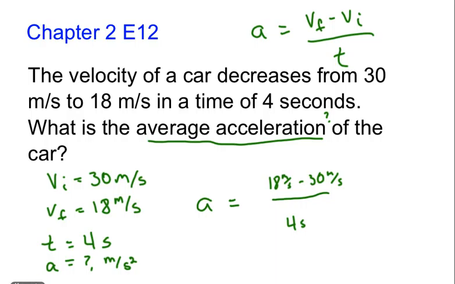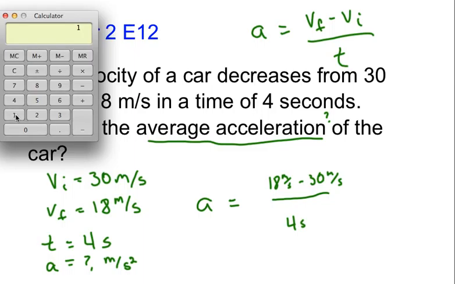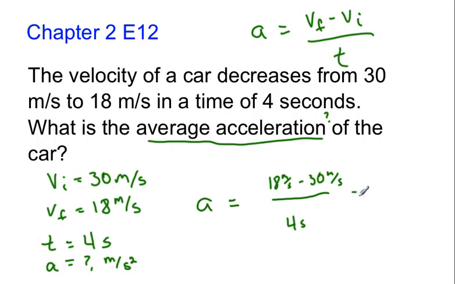Now I'll go ahead and work part of this out for you. Let's bring up the calculator. 18 minus 30 equals negative 12. So we have negative 12 meters per second over 4 seconds. You're probably saying to yourself, our acceleration is negative. That's okay. You can have a negative acceleration. That just means you're slowing down. If you look, you're going from 30 meters per second to 18 meters per second. You are slowing down. So a negative acceleration just means you're slowing down.